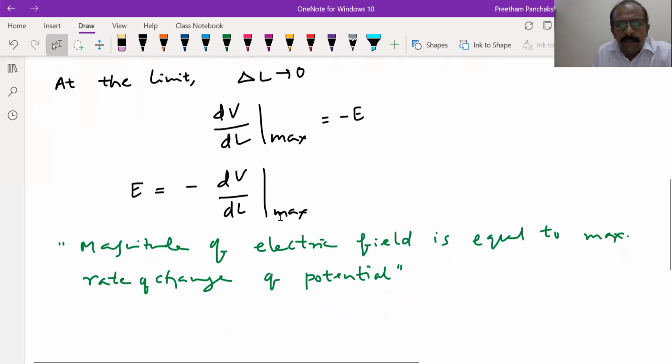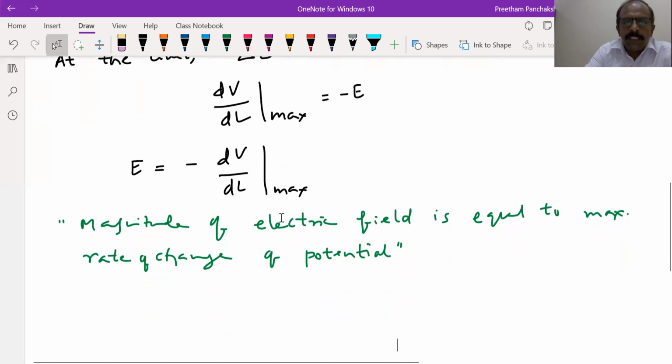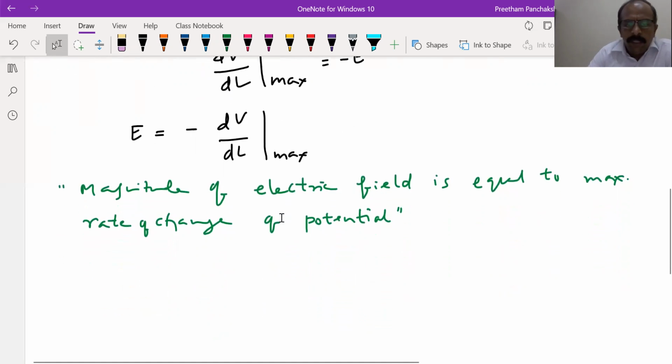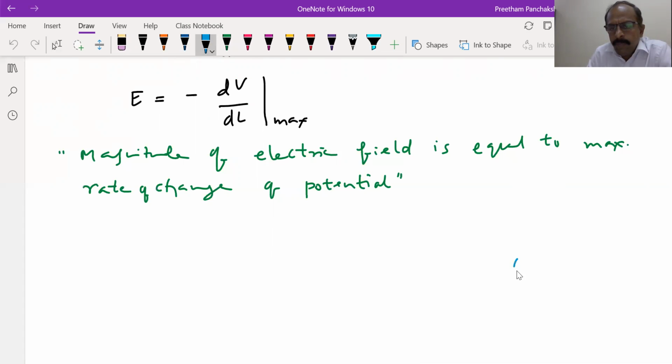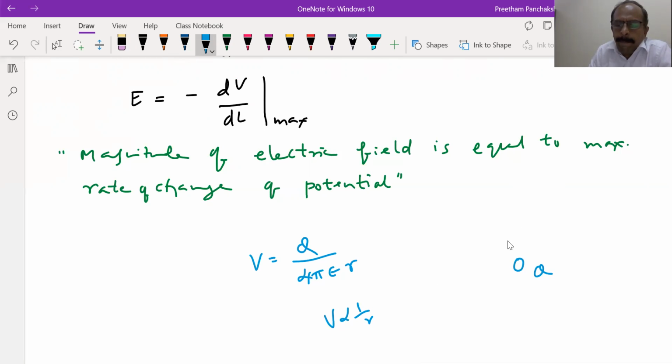Now we shall find where this maximum change is occurring. So for that, let us go with some example. Let us consider a point charge Q. The potential for this point charge is given by V equal to Q by 4 pi epsilon R. So Q is the point charge, that is constant value, 4 pi epsilon is also constant. So the potential is inversely proportional to R.